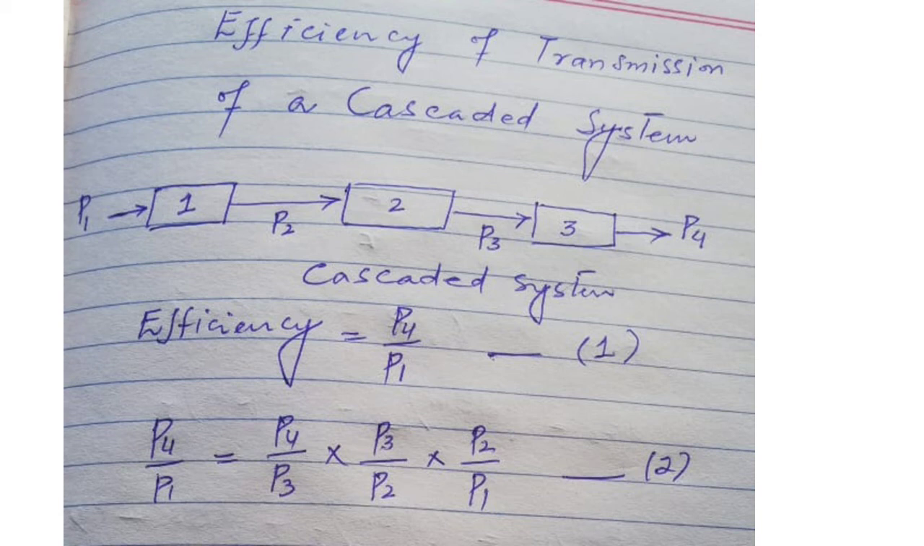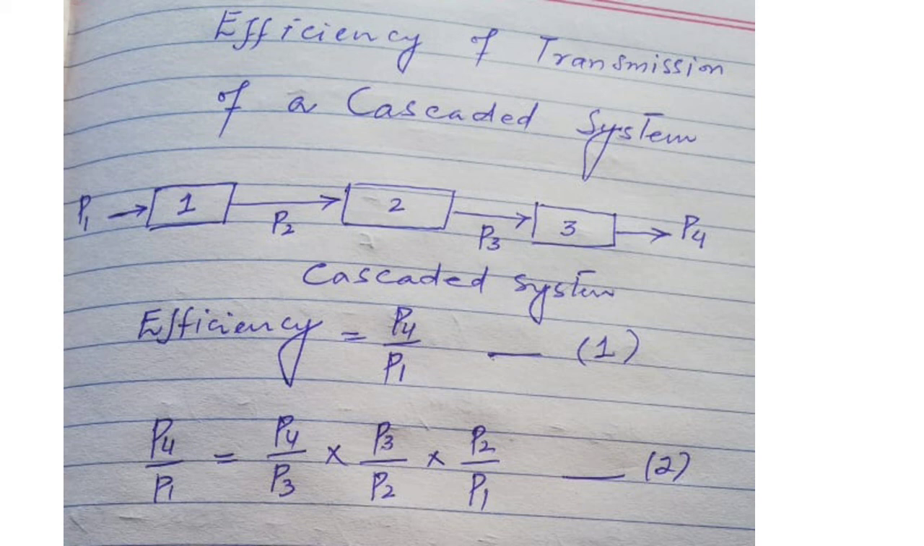So the overall efficiency of this cascaded system will be equal to the output power divided by the input power. The output power of the cascaded system is P4, and the input power of this cascaded system is P1, so the efficiency can be calculated with the help of equation number 1. Equation number 1 gives you the transmission efficiency of the overall cascaded system.